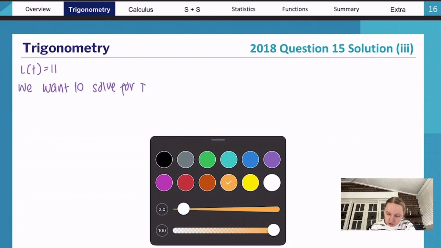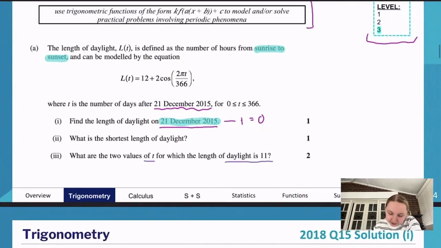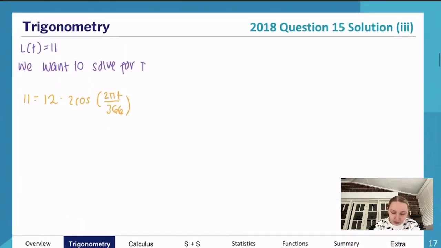I'm just going to change colour so you guys can see it. So this is when we go 11, which is the LT that they've given us, is going to equal 12 minus 2 cos 2 pi t on 366. Let me just check that I wrote that down right. Again, this is when we come into checking, making sure you're writing down the right thing. 12 plus 2 cos pi. Okay, cool. Oh, no, I didn't do it right. That's plus, not a minus. Okay, and so then this is where we are now trying to solve for t, okay?